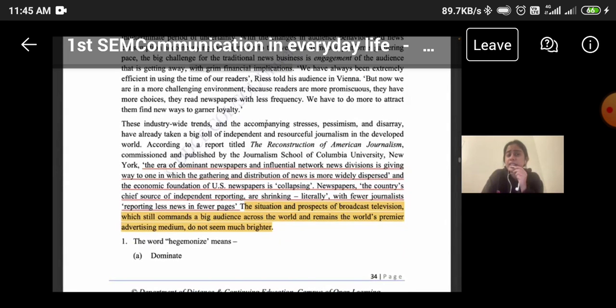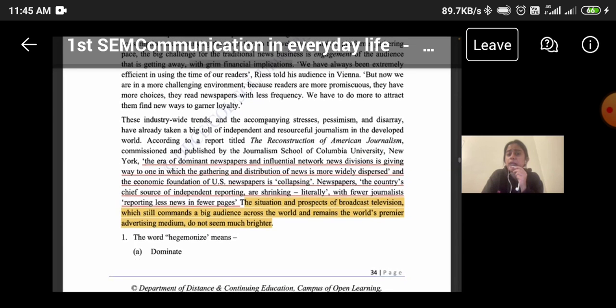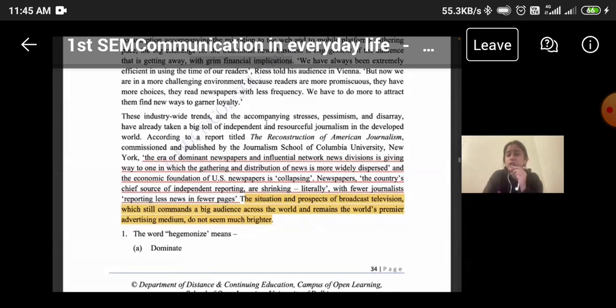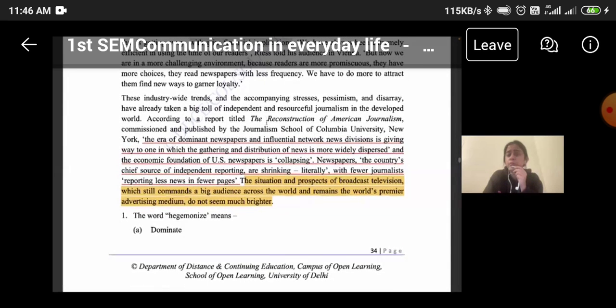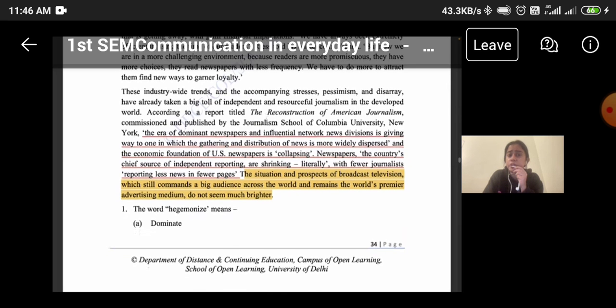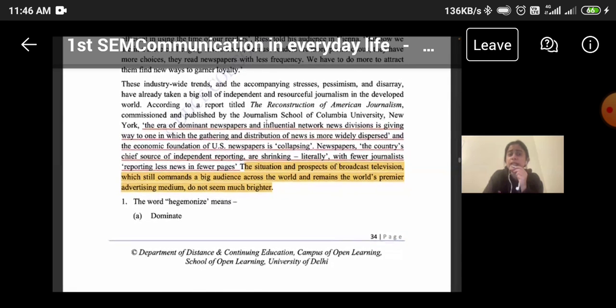We have always been extremely efficient in using the time of our readers, Riese told his audience in Vienna, but now we are in a more challenging environment because readers are more promiscuous. They have more choices. They read newspapers with less frequency. We have to do more to attract them, find new ways to garner loyalty.